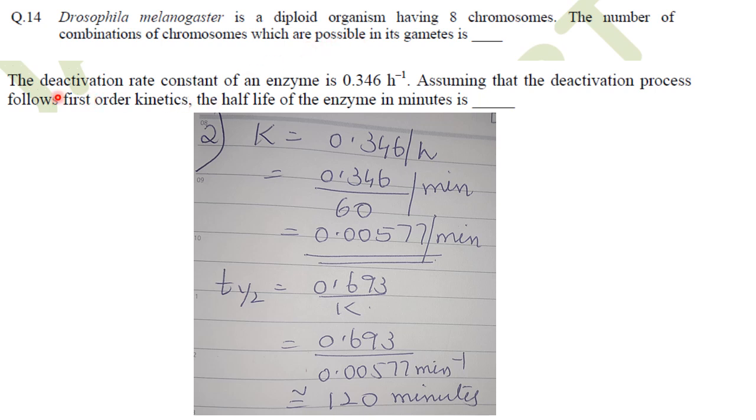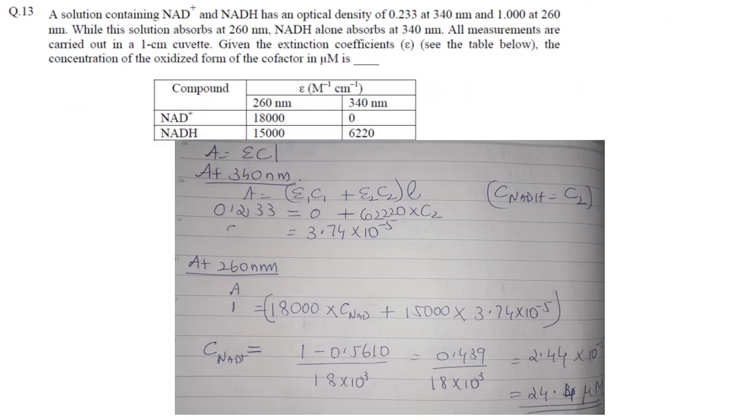Then next one. The deactivation rate constant of an enzyme is 0.346 per hour. Assuming that the deactivation process follows first order kinetics, the half-life of the enzyme in minutes is. So K is 0.346 per hour. Convert it into minutes, so divide by 60, you will get this value. Then use the formula t half is equal to 0.693 by K. Substitute the values, you will get it as 120 minutes.